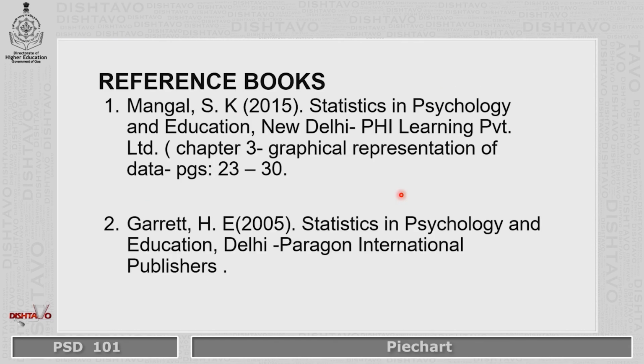Well, you can keep your hands busy working on many of the pie diagram exercises given in two books, Statistics in Psychology and Education by S.K. Mangal and Garrett. Have a lovely learning session.